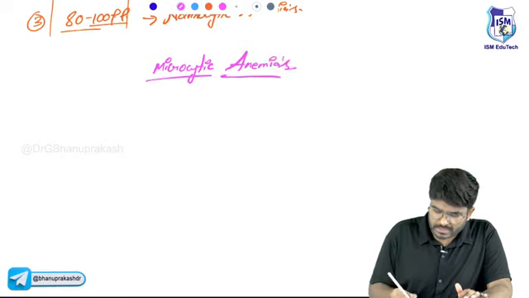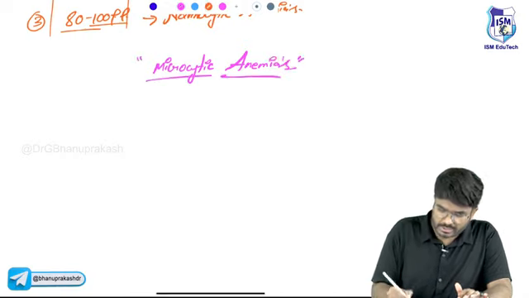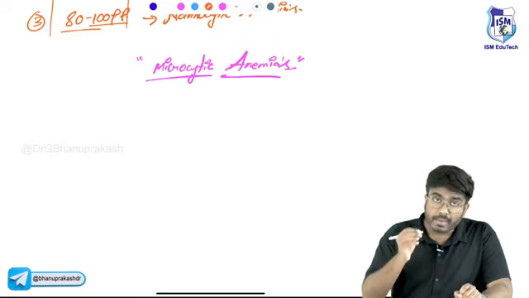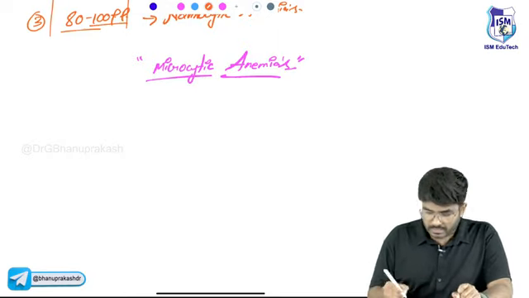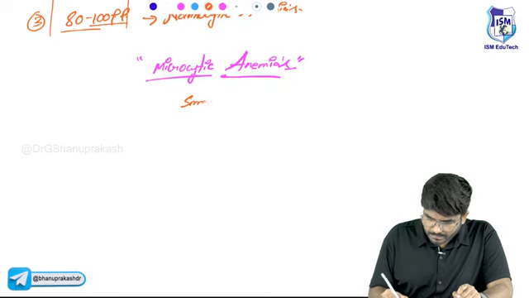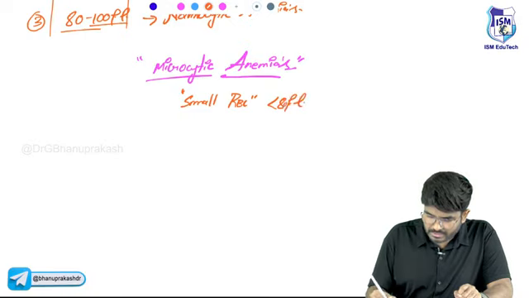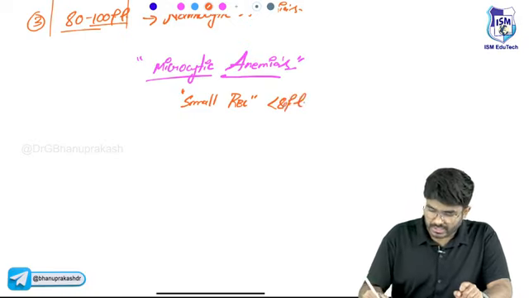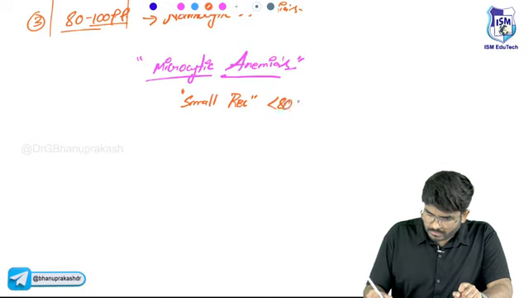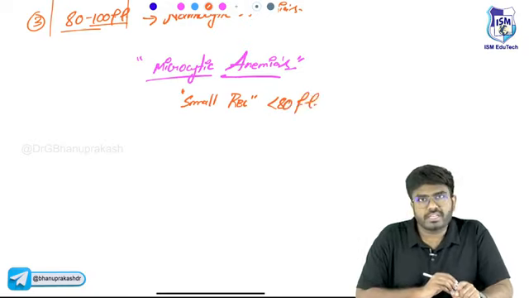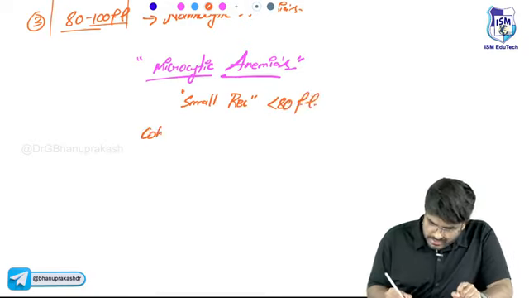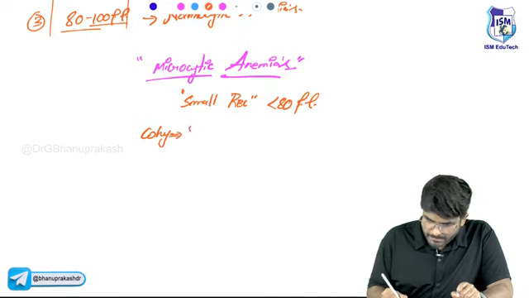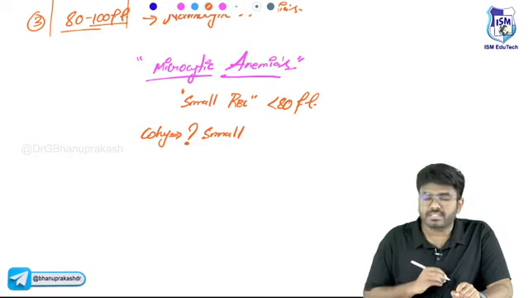What exactly are these microcytic anemias? In the name itself it's there, microcytic means small RBCs, that is less than 80 femtoliters, okay, 80, not 8, 80 femtoliters. Now my question is, why small RBCs? Why small size RBCs?